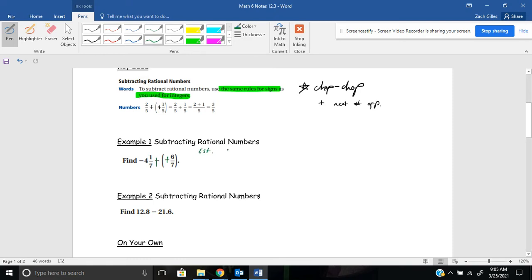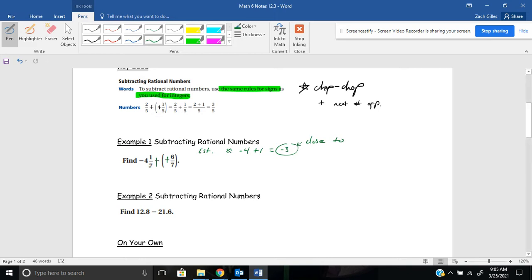I'm going to check and I'm going to do some estimating to make sure that this is reasonable. -4 1/7 is about -4 plus 6/7, that's almost 1. And -4 plus 1 would be -3. So my answer should be close to -3. Let's actually do the problem here and see what we come up with and see if it's reasonable.